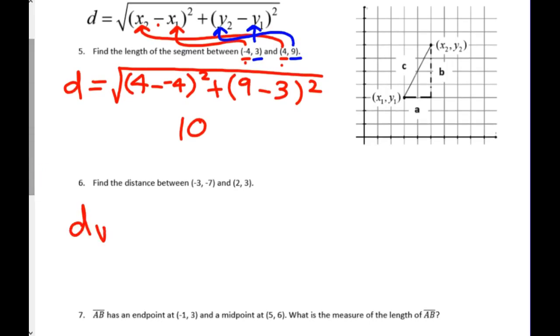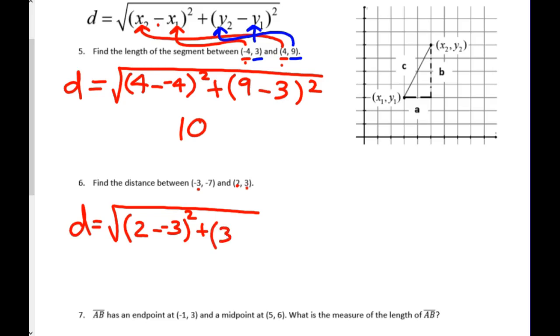Number 6. Whoops. What's x2? Everyone's writing this down. You're doing it yourself. What's x2 though? 2 minus what's x1? Negative 3 squared plus what's the y2? And then minus y1 is negative 7. Let's tap that in, get our distance. Okay.